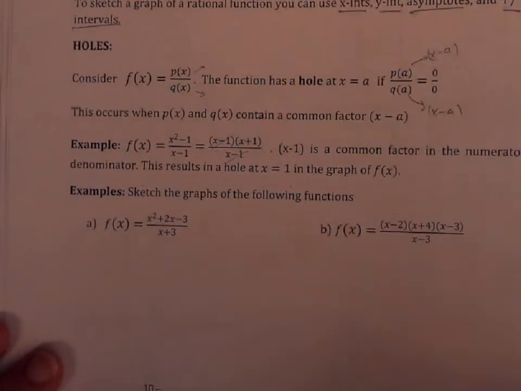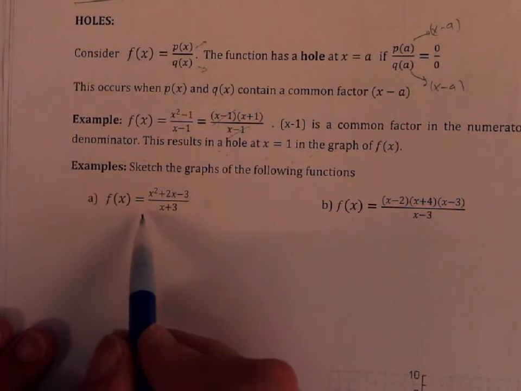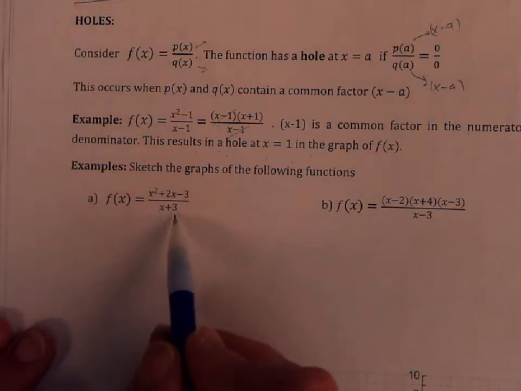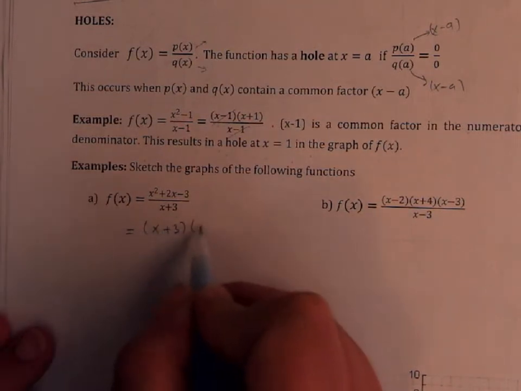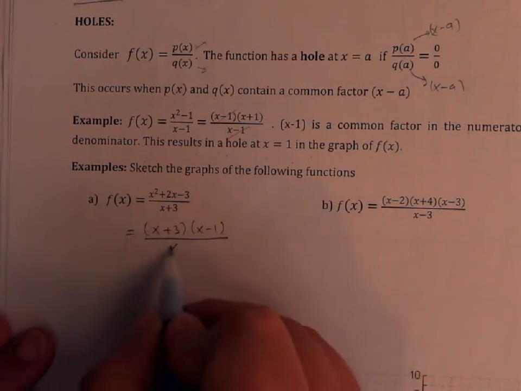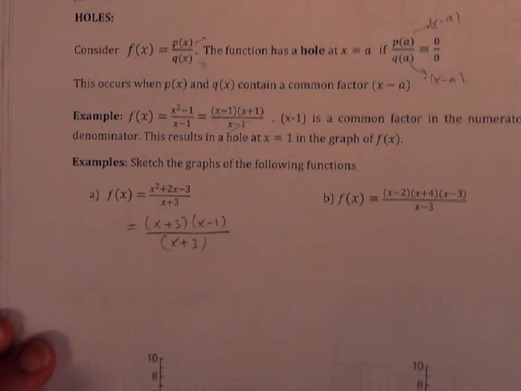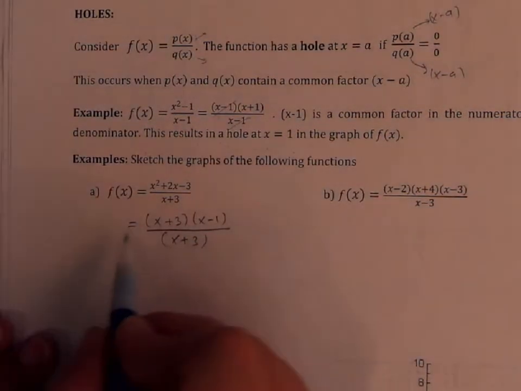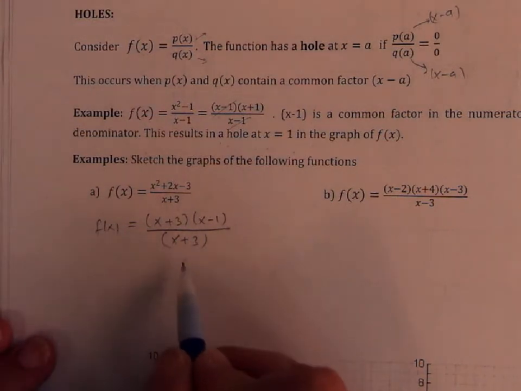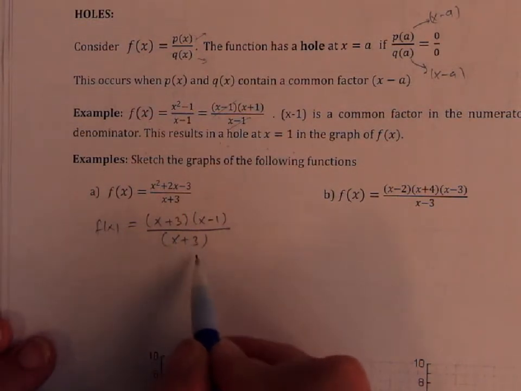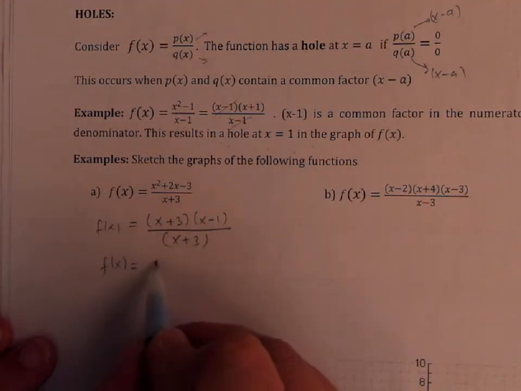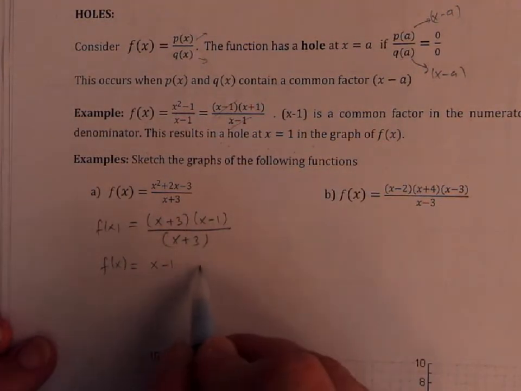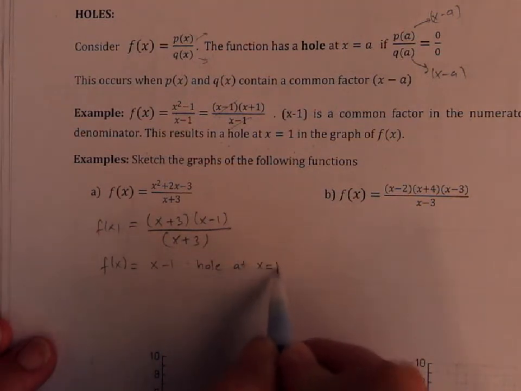Let's look at another example for the holes. You have f of x equals x squared plus 2x minus 3 over x plus 3. We will now factor the numerator. What do we see? We see x plus 3 and x plus 3 in the numerator and denominator. Then you can simplify that. f of x is x minus 1, but with a hole at x equals 1.